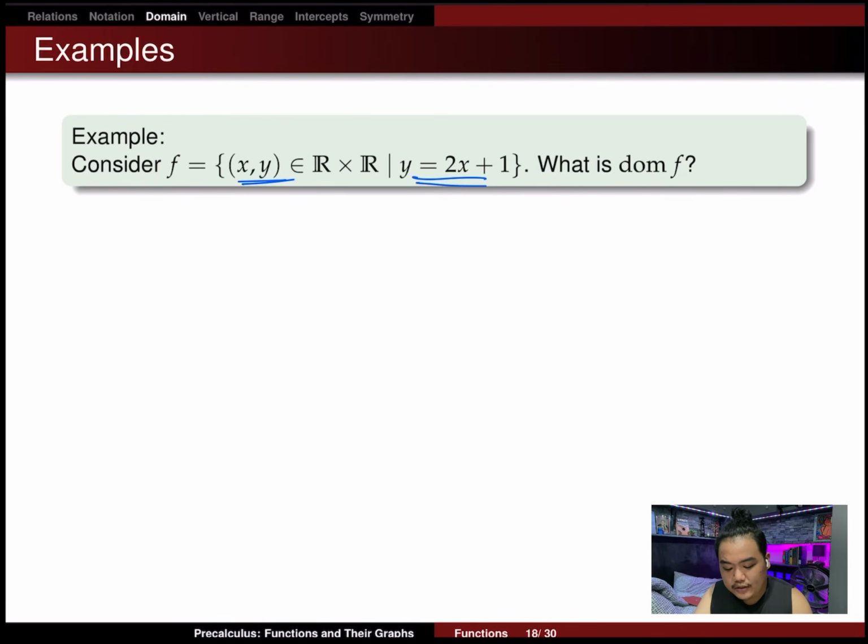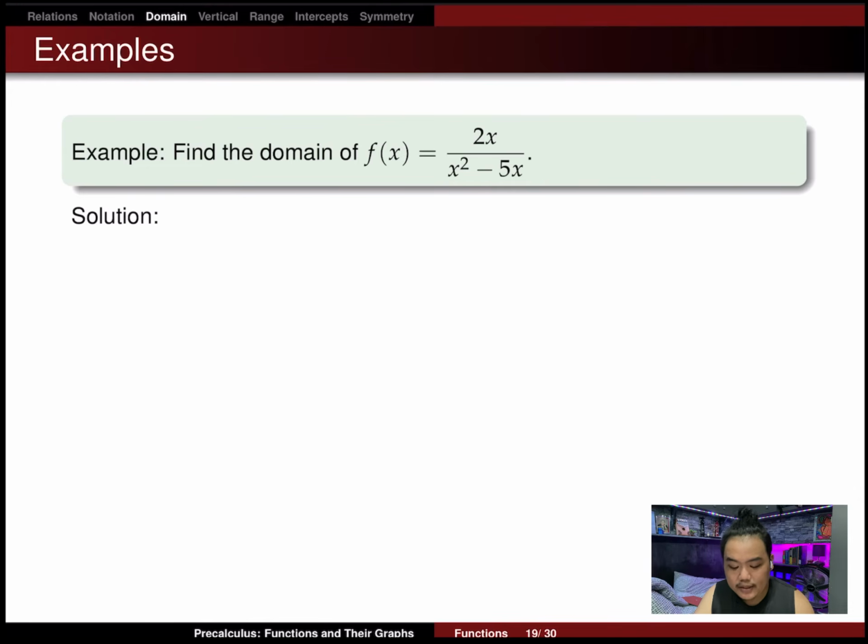In this case, you don't have a restriction for your x. Kahit anong x na real number ang ipasok mo dyan, you will get a real number y. That's why, in this case, the domain of f is the set of real numbers. No restrictions. Okay? Let's proceed with the next example. Let us find the domain of this function.